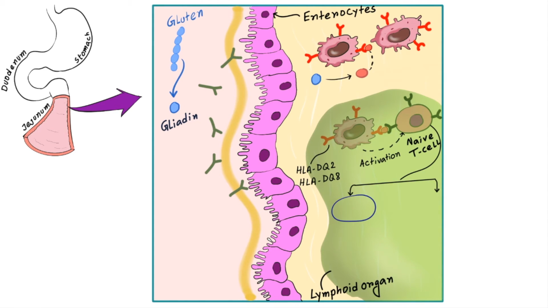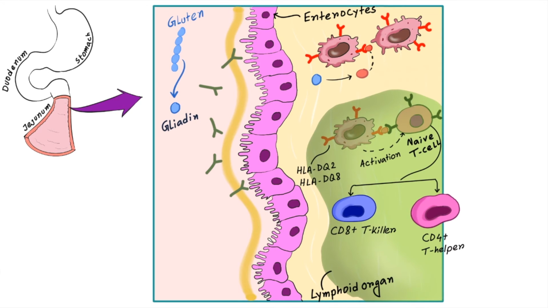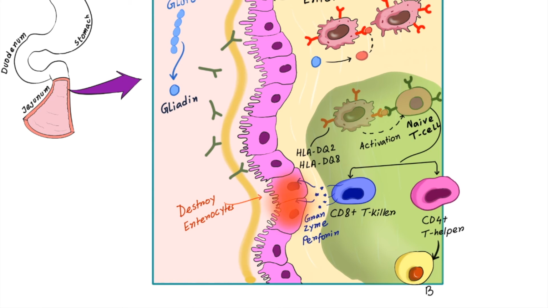This contact activates the naive T cells, and naive T cells are eventually converted to either CD8 positive T killer cells or CD4 positive T helper cells, depending on the cytokine produced. As we know, mature CD8 positive T killer or cytotoxic T cells release granzyme and perforin, which can destroy the enterocytes. On the other hand, CD4 positive T helper cells activate B cells.